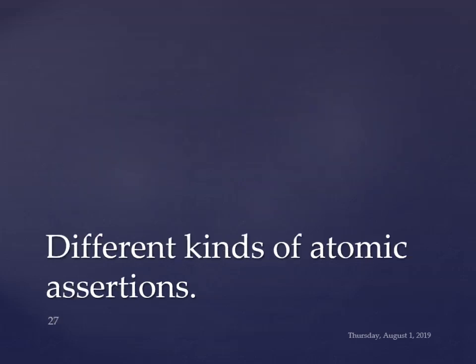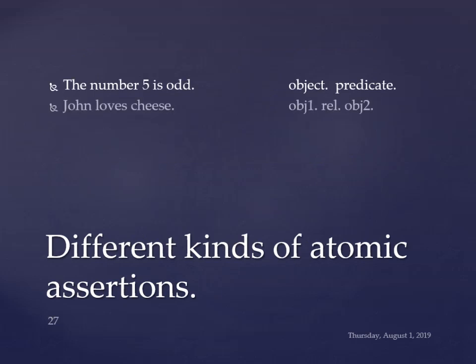There's different kinds of atomic assertions. Here's one: the number 5 is odd. So you have the object, which is the number 5, and the predicate is odd. This one you have John loves cheese.